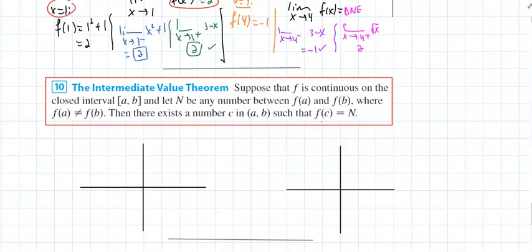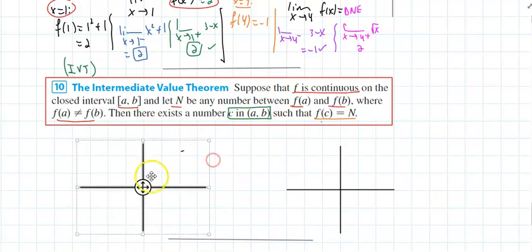Intermediate value theorem is a very important theorem. IVT, everybody knows what that is. It says suppose that f is continuous. That's a must. f is continuous on a closed interval from a to b. And let n be any y value between the endpoints, where the endpoints are not the same. Then there must be a value on the x-axis so that that y value is attained.